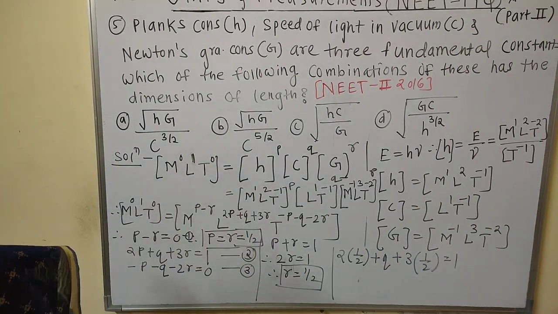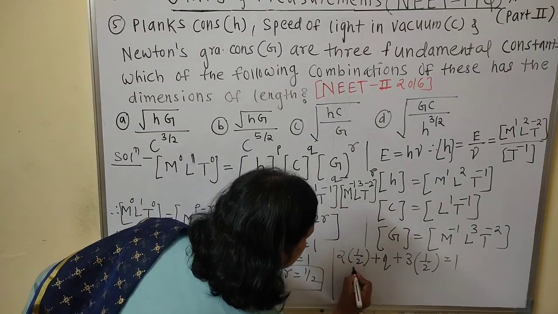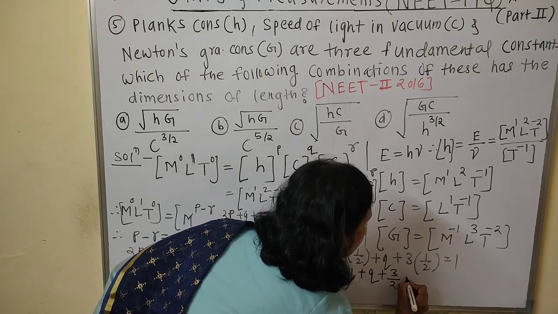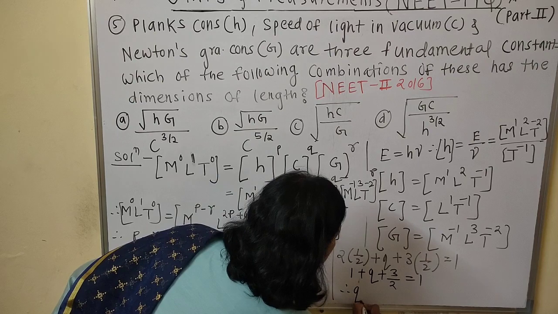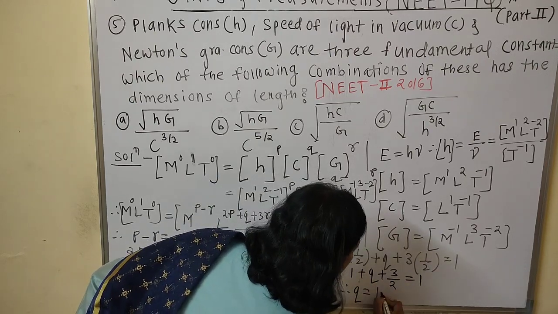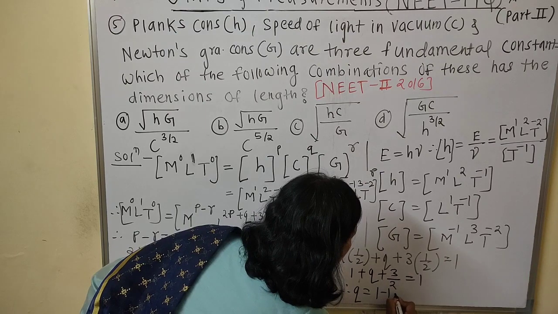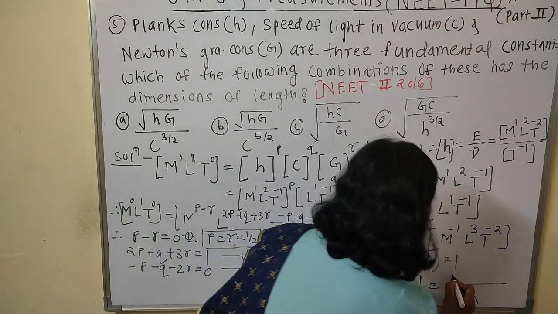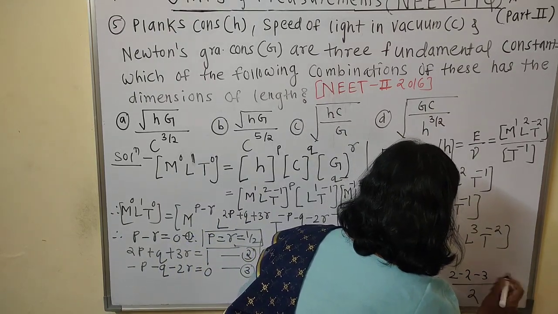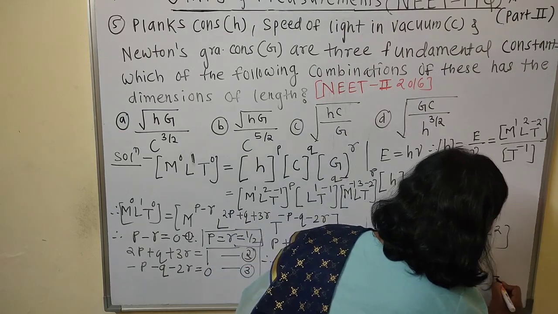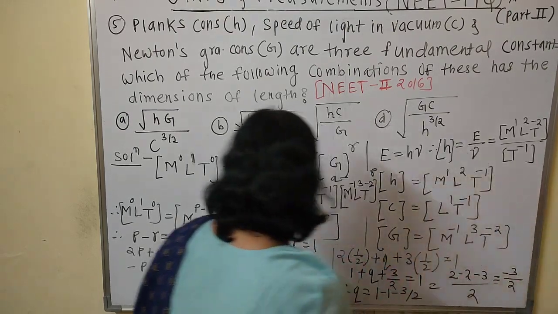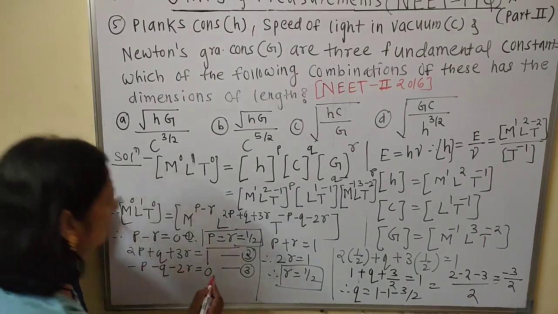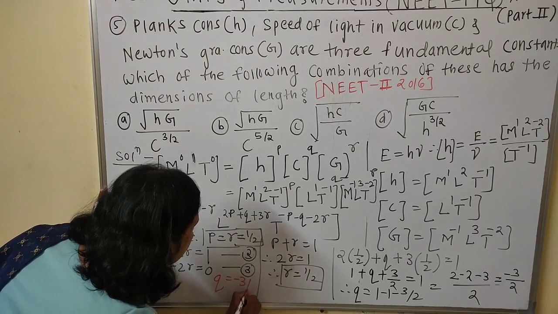If we solve, the 2 cancels, 1 plus q plus 3/2 is equal to 1. And therefore q is equal to, now we transfer this, minus 1 minus 3/2. Then LCM is 2. Then it becomes minus 2 minus 3 over 2, means q is equal to minus 5/2... value of q is equal to minus 3/2.